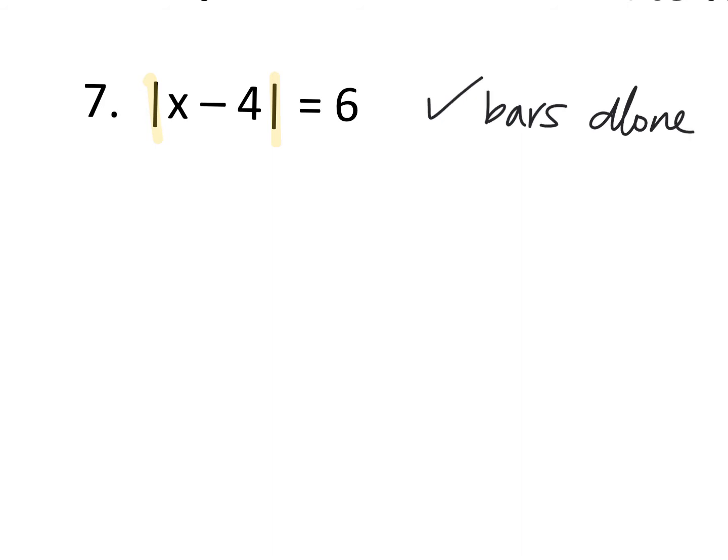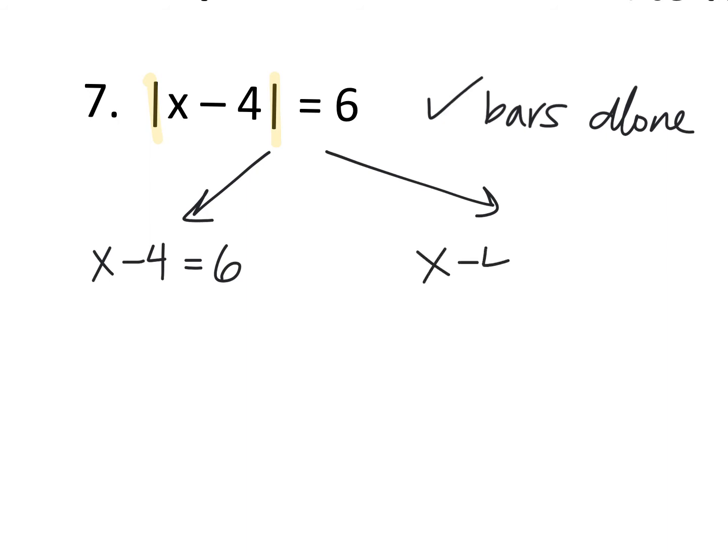So what that's saying is the absolute value distance is 6. There's 2 numbers that have an absolute value of 6, a distance of 6. It's positive and negative. So this is where you're going to see me split it into 2 equations. The bars now go away. One of your equations is equal to positive 6. The other one is equal to negative 6, because both of those numbers have a distance of 6.